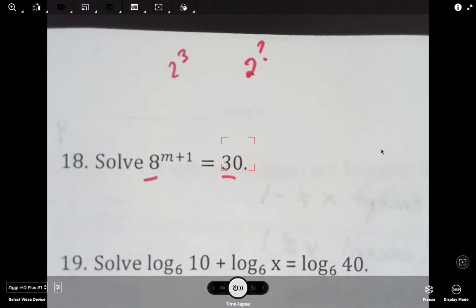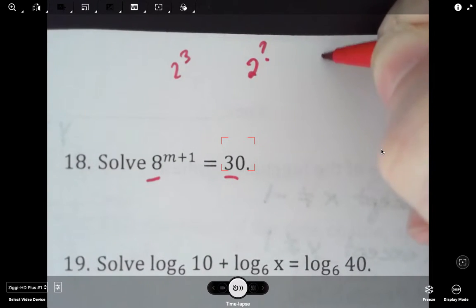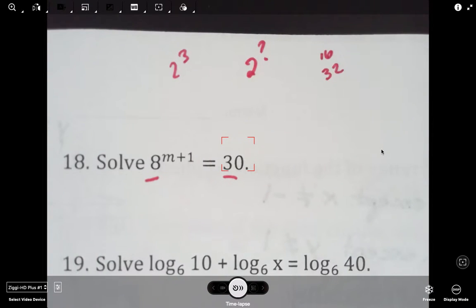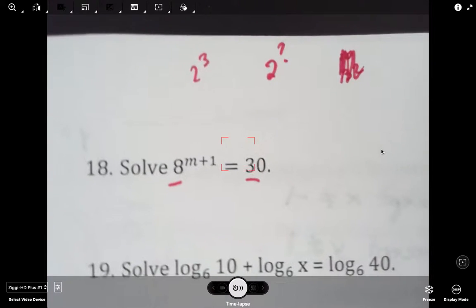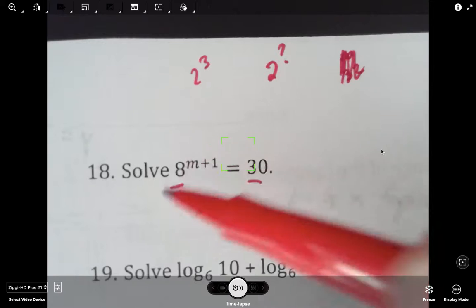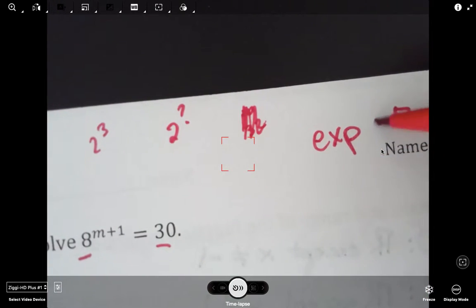Think of anything? 2 squared is 4. 2 to the third power is 8. 2 to the fourth power is 16. Then 32, what? Nothing works. You can't get 30. You can only get 32. So when that doesn't work, when you can't get them in the same base, you have to log both sides, right? Because this is an exponential function, and exponentials and logs, what relationship do they share?